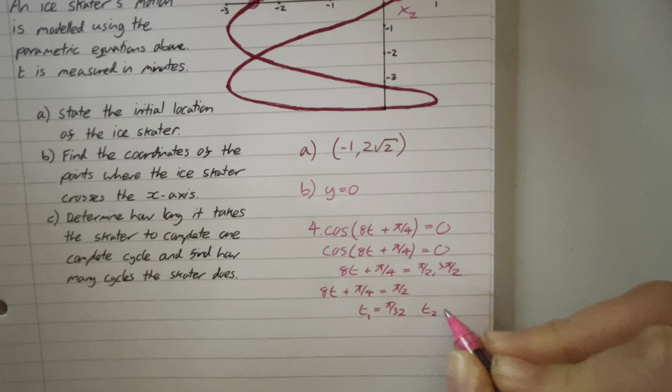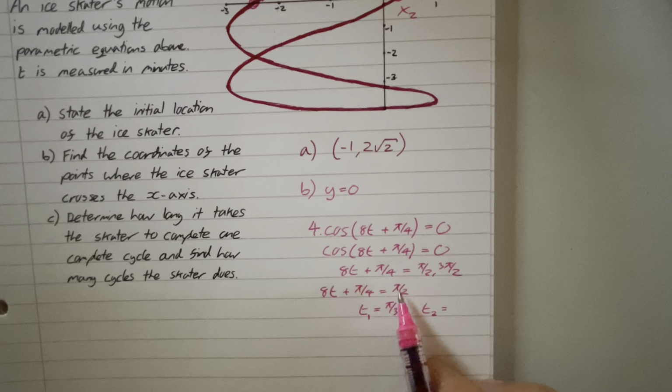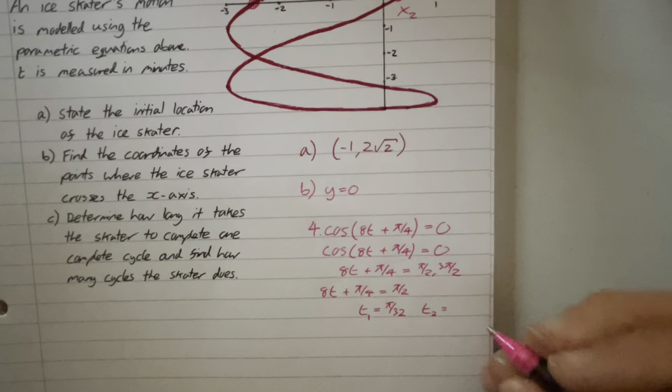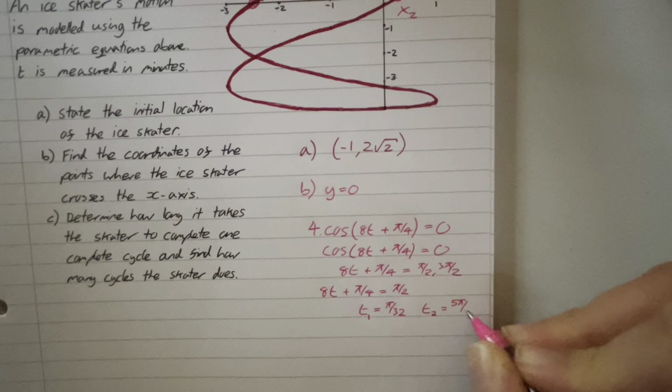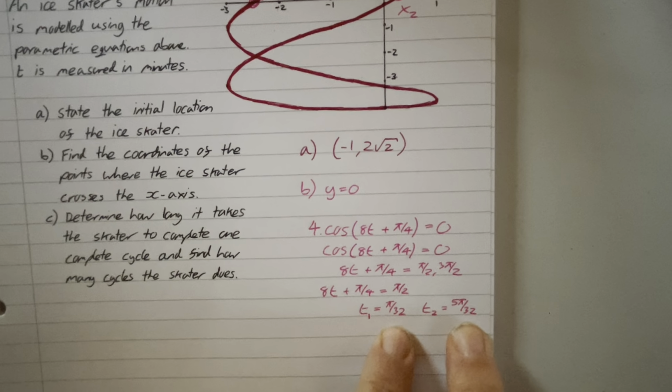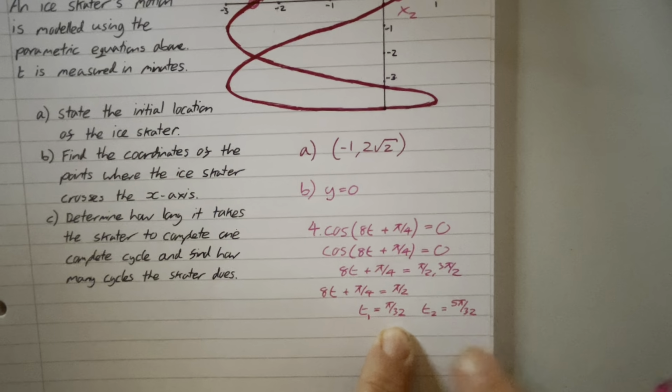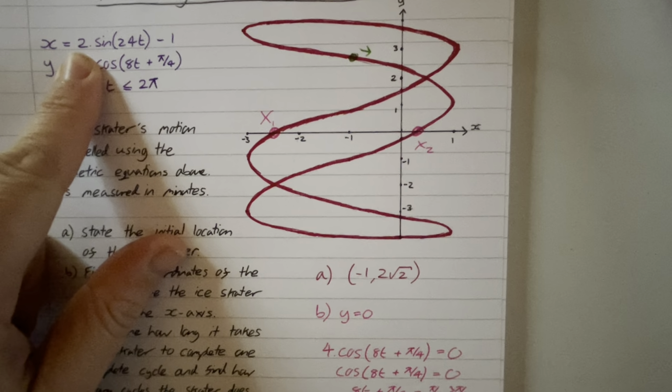So I could do the same thing, except there's going to be a 3 on top here. So 3 pi on 2 subtract pi on 4 is 5 pi on 4. So it's going to be 5 pi on 32. Okay, so those are the 2 t values that make y 0. So to get my x values, I need to plug them back into the definition of x, which is up here at the start of the question.